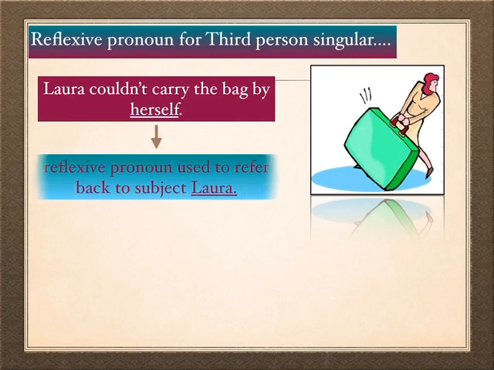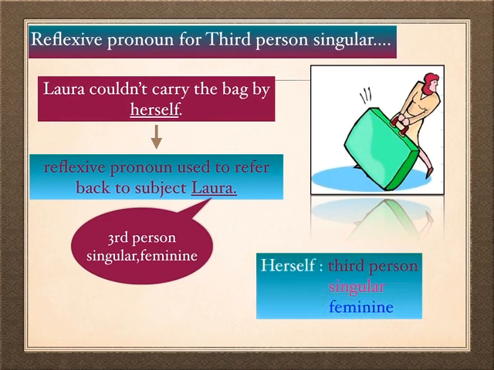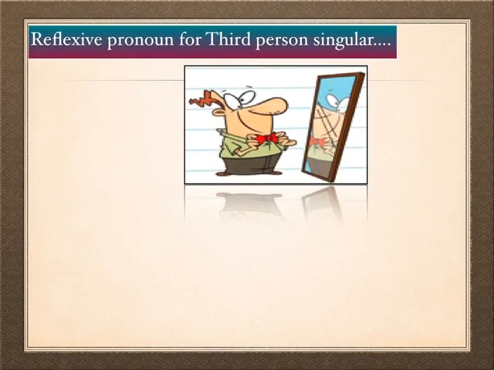So herself is the reflexive pronoun used to refer back to the subject Laura, and Laura is third person, singular number and feminine gender. So herself is the reflexive pronoun used for third person singular feminine gender. Let's see the reflexive pronoun for third person singular masculine gender. Well, you can see the image over here.